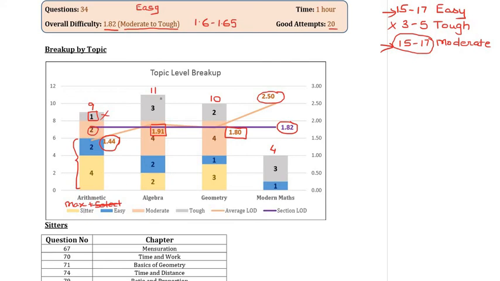When I compare this with algebra, which had 11 questions, I see that there are only 4 questions that are sitters or easy out of 11, which is definitely less than half, somewhere around, let's say, 40% or so. Still, this has an average LOD just tending towards moderate. That is because 4 of the remaining questions are moderate.